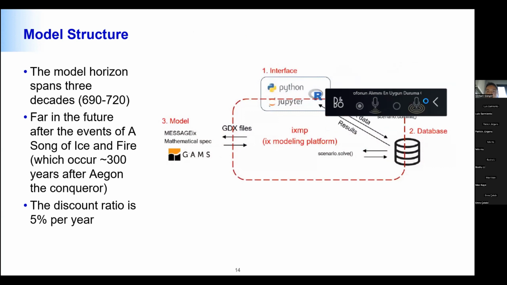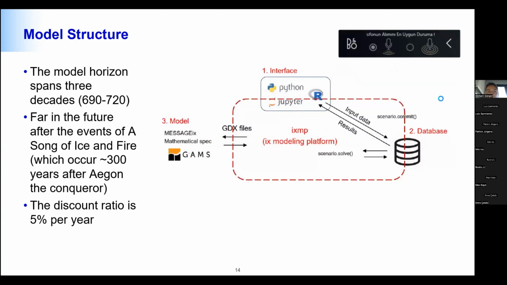And this is a simple representation of the model. One interface, which we are connecting to the model from Jupyter Notebook with Python code. And we have connected with the ixmp database, and we have created an instance on our computer. And using Python code and message_ix, we will generate GDX input files, which will be used by GAMS for optimizing the energy system.